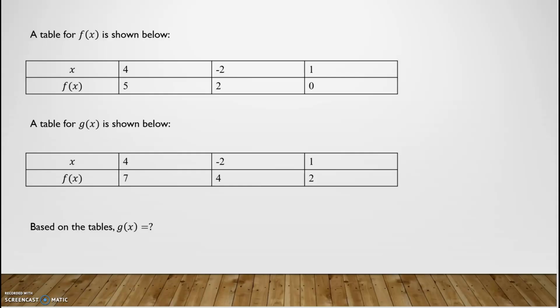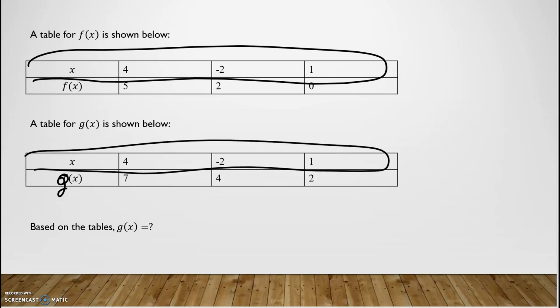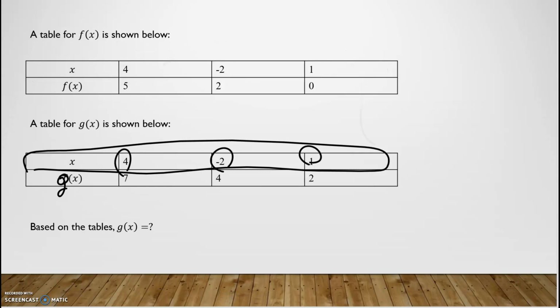Look at a table. So here's a table for f of x shown below, and then here's a table for g of x shown below. So based on the tables, what kind of transformation did f of x go through? Well, first of all, I'm going to look at the x values, compare them. So the first one's 4, so is this one. -2, well, so is this one. 1, and so is this one. Okay, so there's nothing that's affecting the x values.